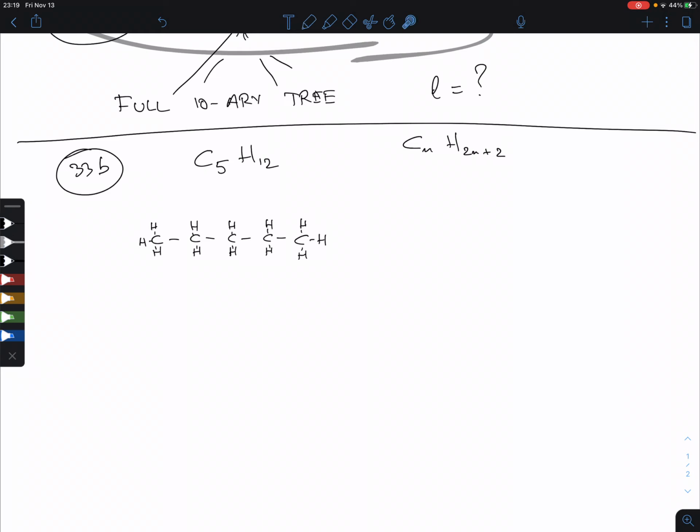Now, you have to be careful. You have to make sure that you have 12 hydrogens: 5 top, 5 bottom, and 2 on the sides. So this is a valid isomer. Remember the conditions. Every C has to have degree 4, and every H has degree 1.